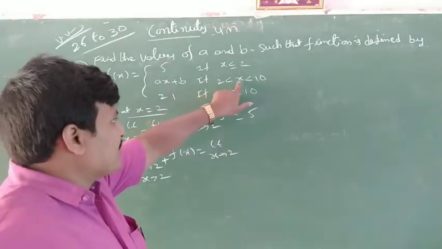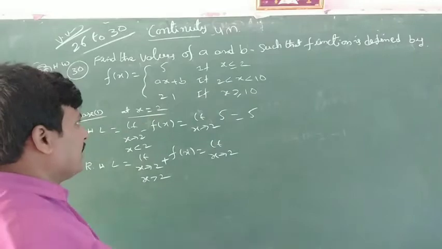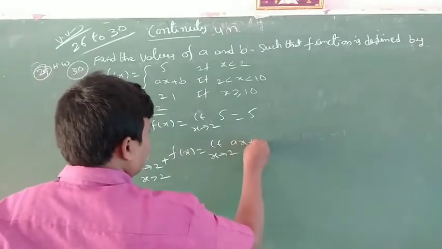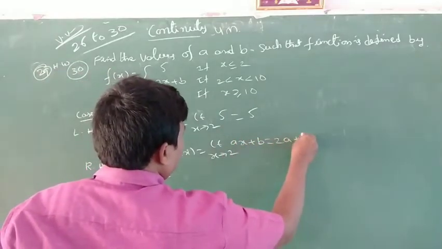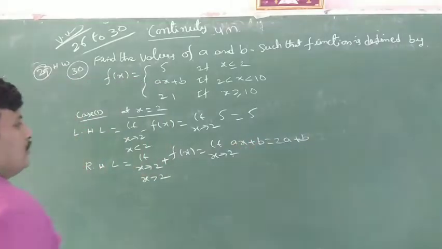2 less than x means x greater than 2, so the function is ax plus b. At x equal to 2 this gives 2a plus b. Next, f of 2 is also 5.